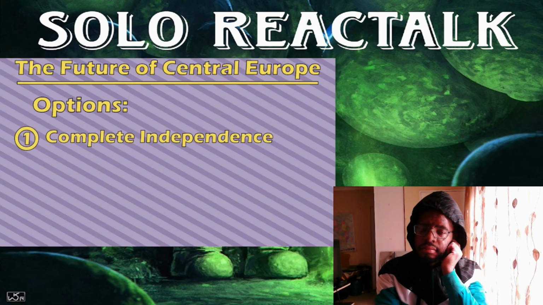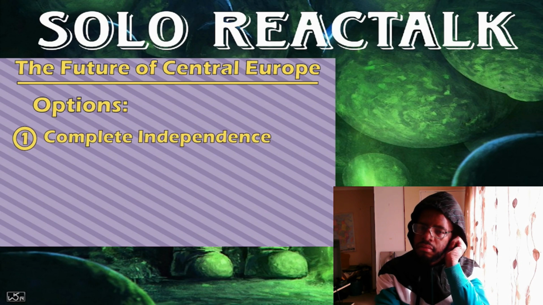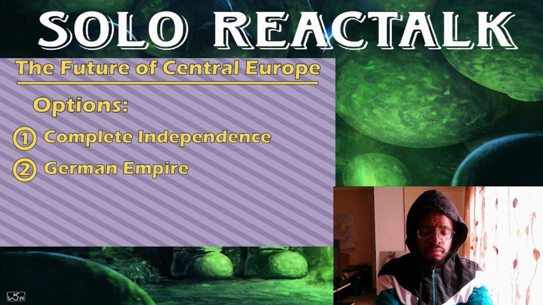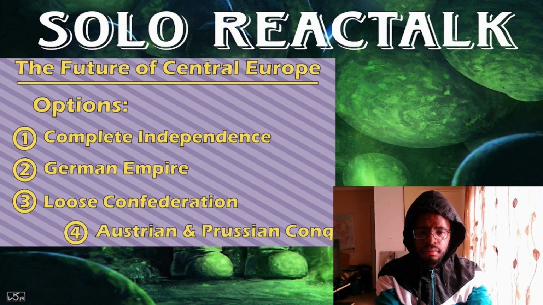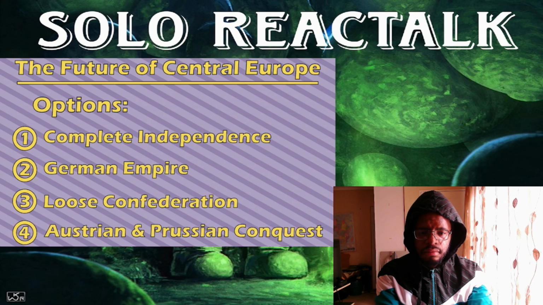Option number 1, complete independence for everybody. Option number 2, a German empire united under one government. Option number 3, a loose confederation of German states. Option number 4, Austria and Prussia expand and conquer their smaller neighbors. All 4 of these options presented problems.